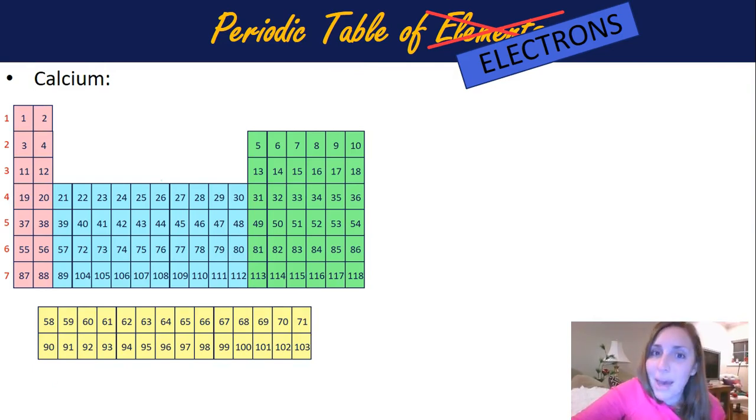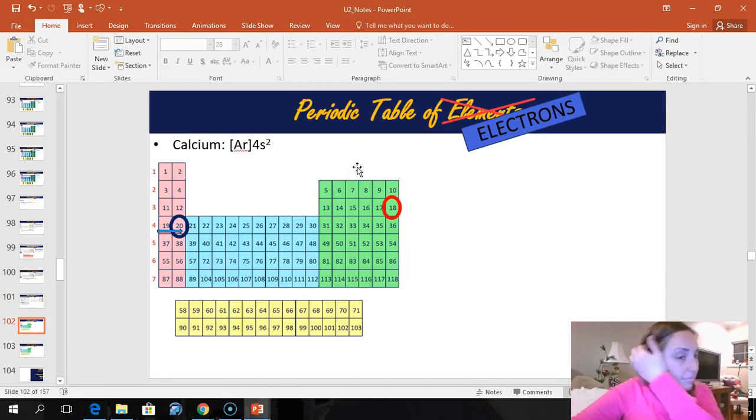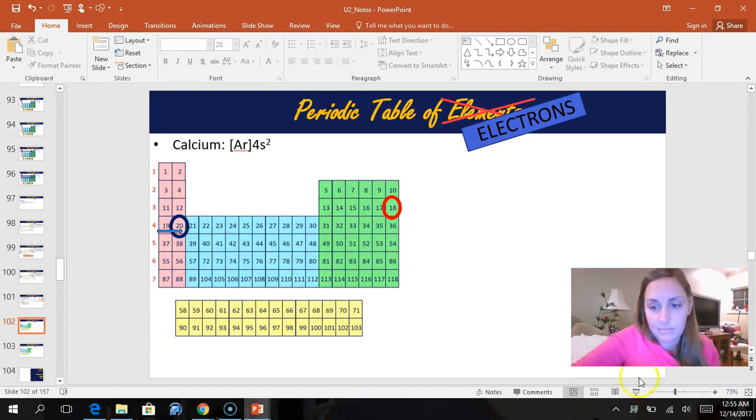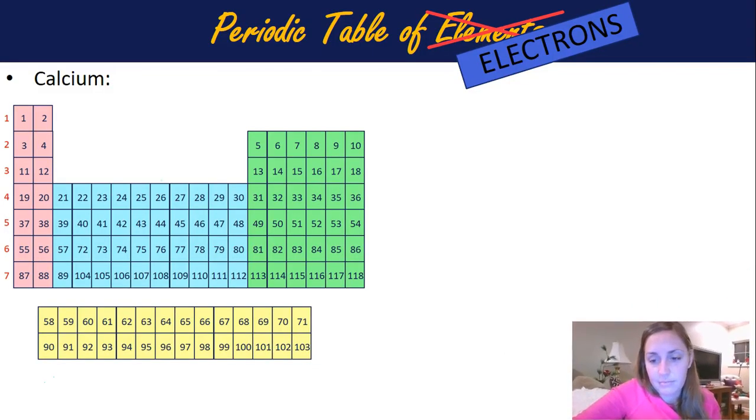Calcium. I've gone back to my old periodic table with the numbers, but you have a regular periodic table with the names in front of you, so you can use both of them. Where is calcium? It's right here, atomic number 20. If I work backwards, then the last noble gas is here, and that's neon.